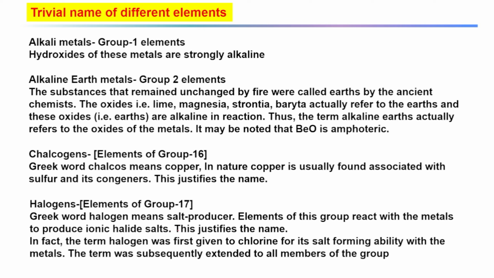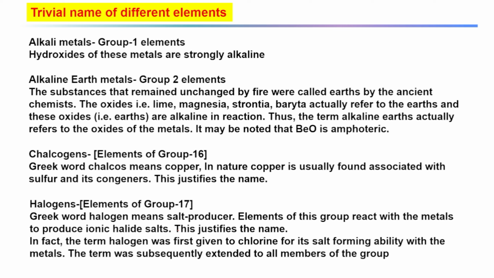Now we will discuss the trivial names of different elements. So the alkali metals: the group 1 metals are called alkali metals. The hydroxides of these metals are strongly alkaline. So that's why these group 1 elements are called alkali metals.